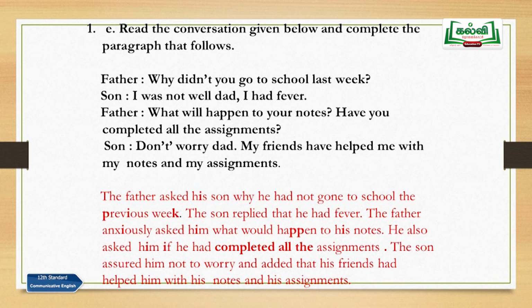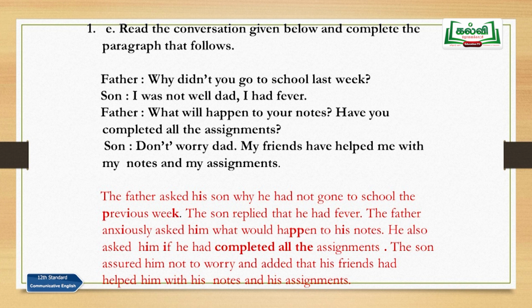Now let us look at the answer. Why didn't you go to school last week? This is a question by the father. So the father asked his son why he had not gone to school the previous week. Now he had not gone. This is past perfect. Why didn't you go? Didn't go, past tense. So past tense changes into the past perfect tense. Why he had not gone to school. Now last week changes to the previous week.